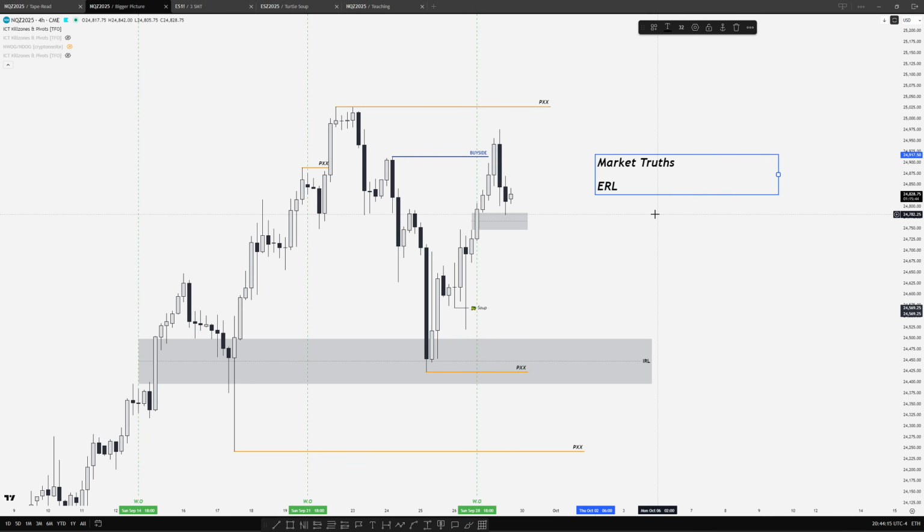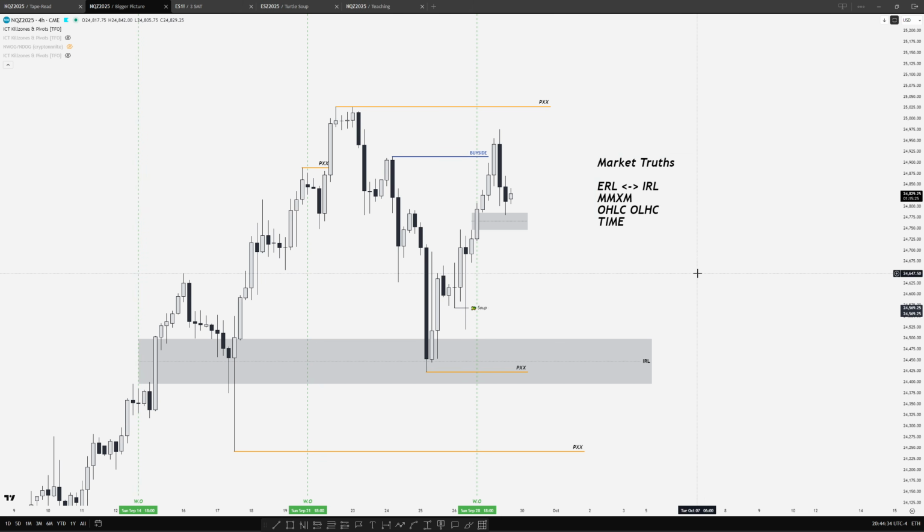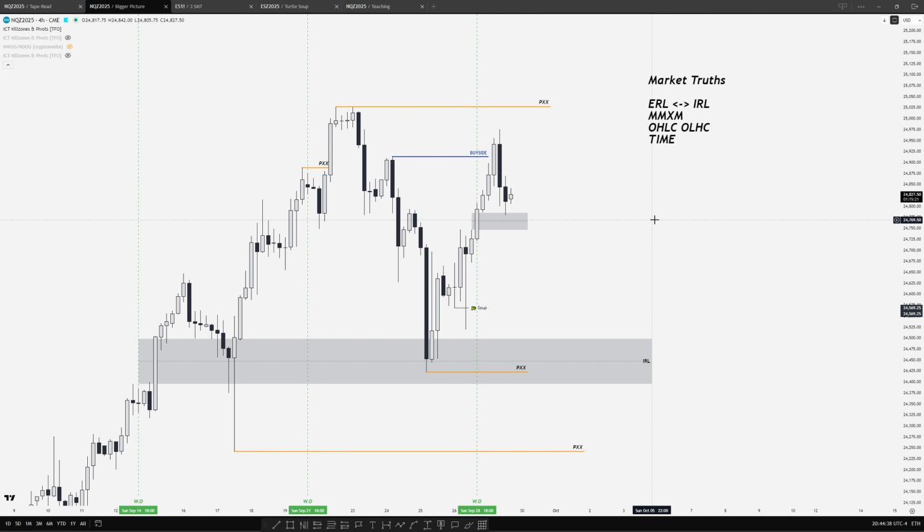So a couple of those is ERL to IRL. We know the market will always move in that kind of format. We know that MMXMs are all in there. We know the formation of the candle is also very important. We know that time is also very important. And you also, if you want to, can throw in stages of price delivery. But these are always going to be the main things that you want to be building a framework on, otherwise known as the foundation of the trade.